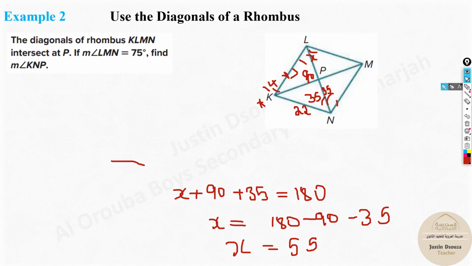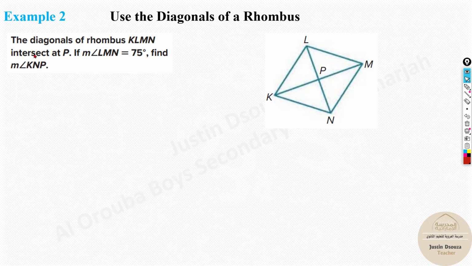Now we will go to example 2. Here, the diagonals of the rhombus KLMN intersect at P. If the measure of angle LMN, this is LMN, is 75, find the measure of angle KNP. This is the measure we need to solve for. Now we know this is 75. So how much is this? Half of 75. That's 37.5.